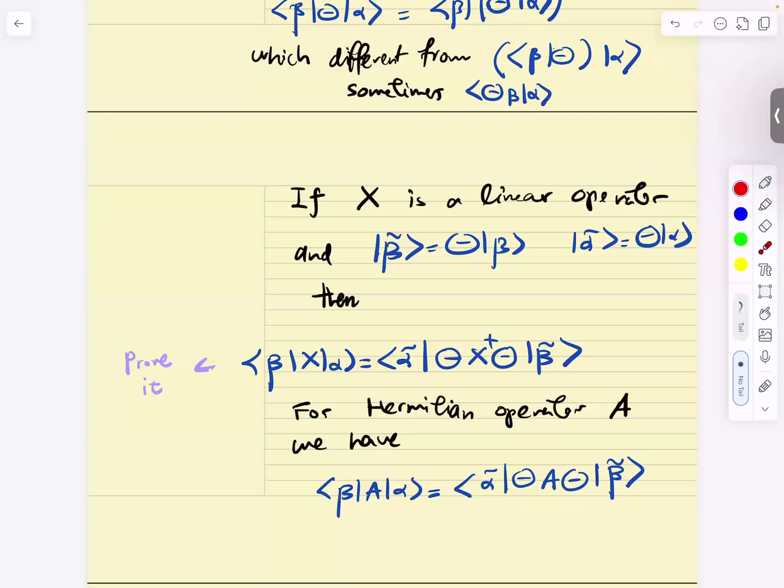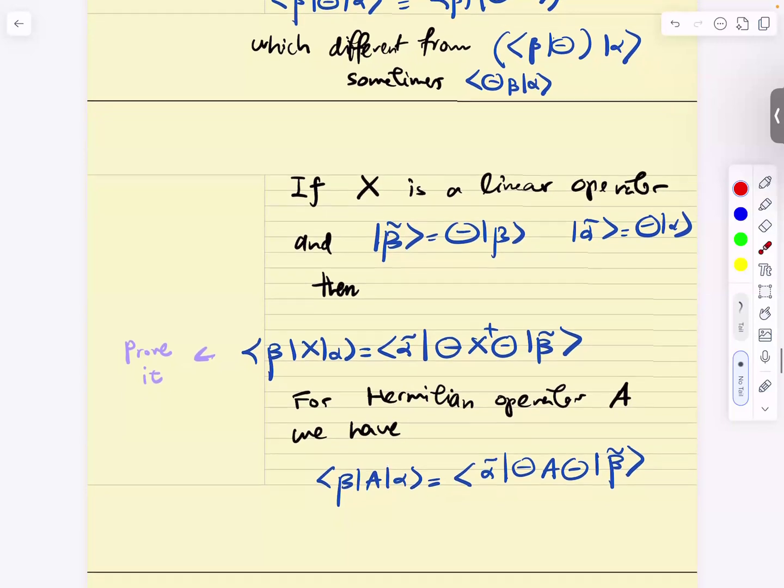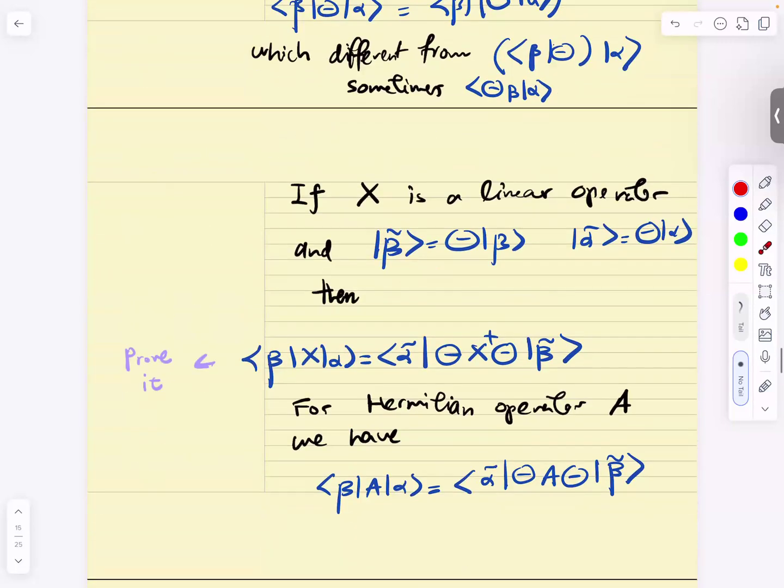Is that clear? How this works? Should I do it slower? Let me do it slower. So first, you get theta, X, theta, alpha, star. Now the star will bring alpha here, theta will be here, X will be dagger, theta and beta, right? You go into this. So I proved this for you. If it's a Hermitian operator, X and X dagger are the same, so you could just write the next line. Am I going fast or no?